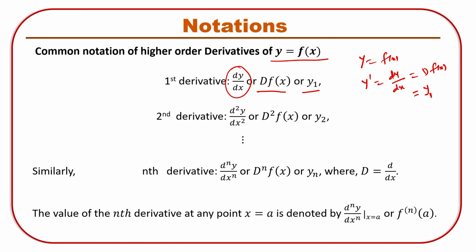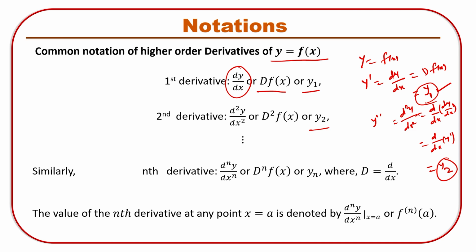Sometimes we use the notation y2, or y double dash, which is equal to d square y by dx square, that is equal to d by dx of dy by dx. So this is equal to d by dx of y dash of x, right. So this is equal to y2. Sometimes this notation is quite important, and we use the subscript of y. The nth derivative of y can be written as yn and so on, right. So d n by dx n at x equal to a is equal to f n of a, right.